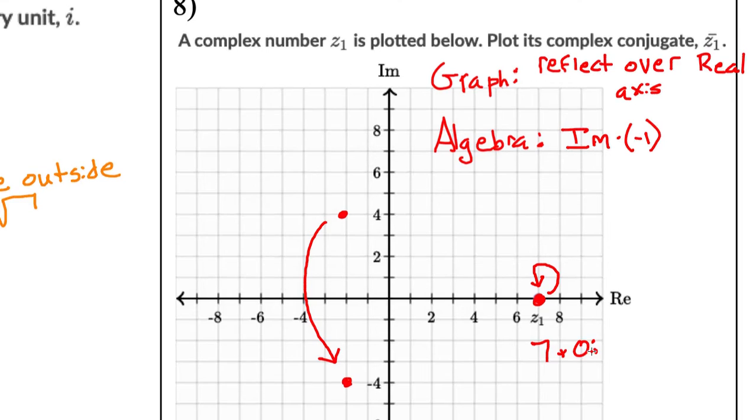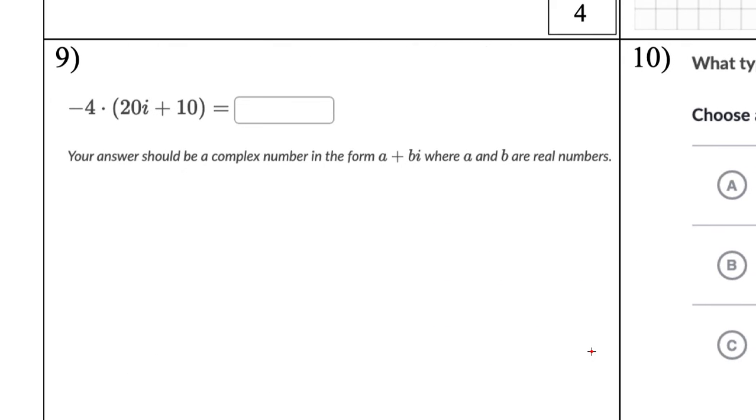All right. We're on to question number 9. This one is very straightforward, but make sure that it's written correctly. The imaginary component needs to be second. It's written first here to confuse you. So after I distribute the negative 4, I get negative 80i minus 40. But that's not in the right order. The right order is negative 40 minus 80i. That's all you have to do? That's it, done. I'm getting this one right. Hopefully, right?